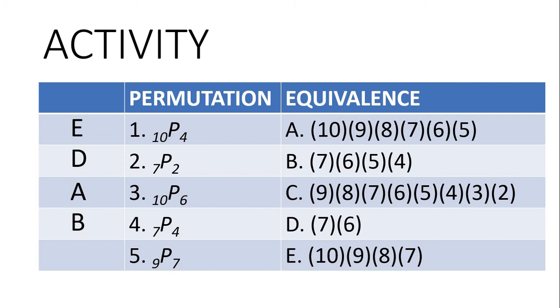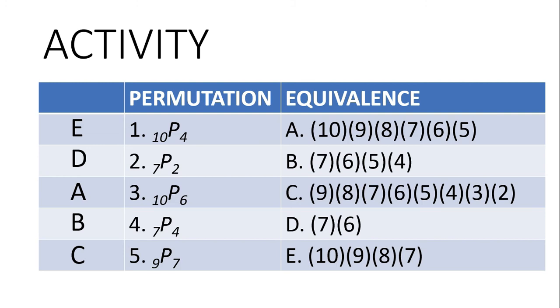Permutation of 9 taken 7 corresponds to letter C. That's 9 times 8 times 7 times 6 times 5 times 4 times 3 times 2. Did you get all the answers correctly? That's great!